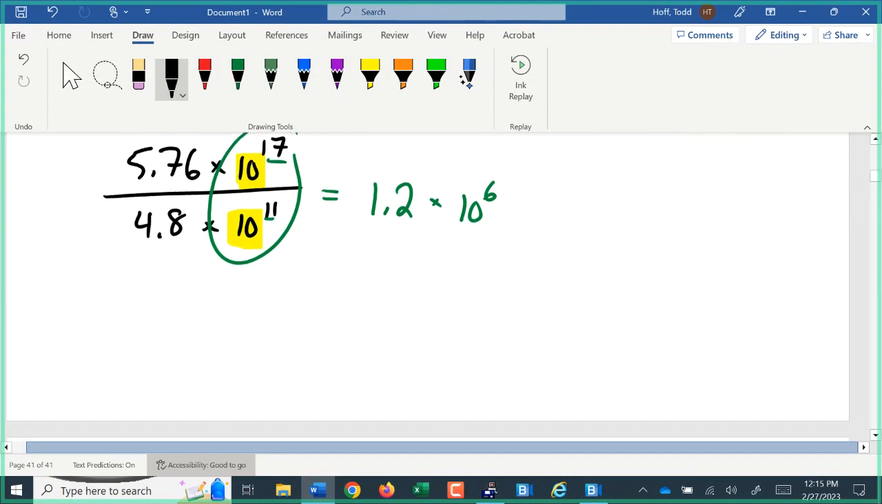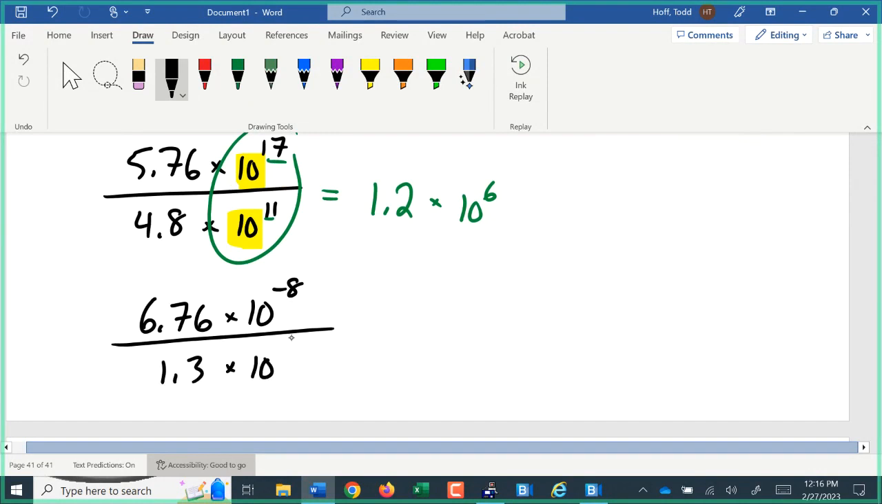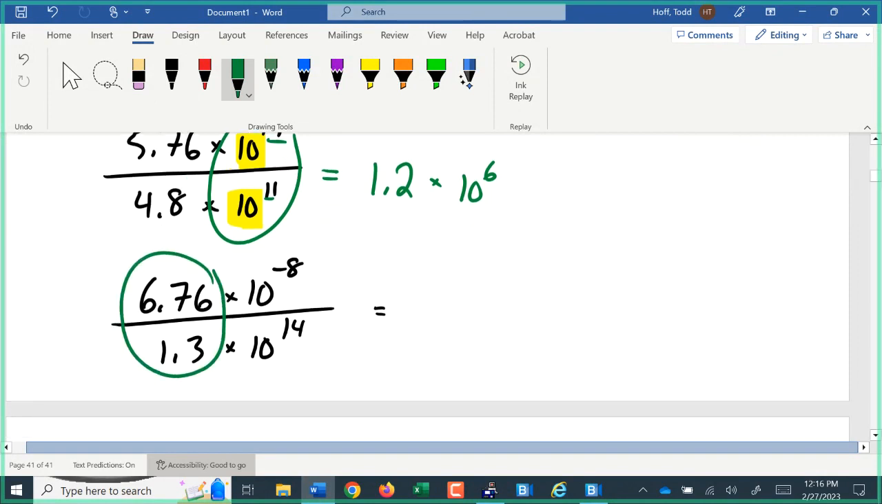We might have 6.76 times 10 to the negative 8th divided by 1.3 times 10 to the 14th. So again, we combine the counts. 6.76 divided by 1.3 is 5.2.